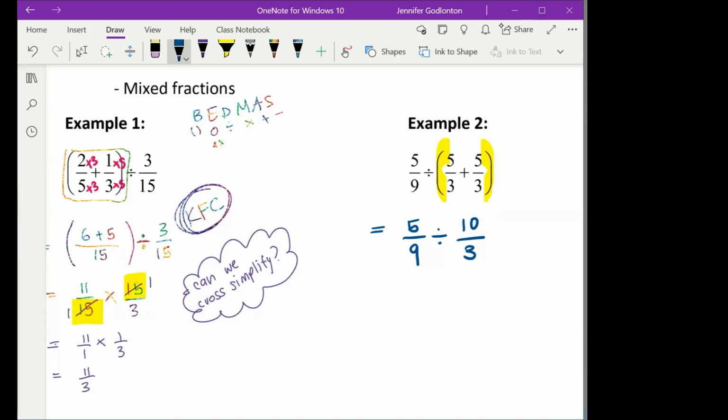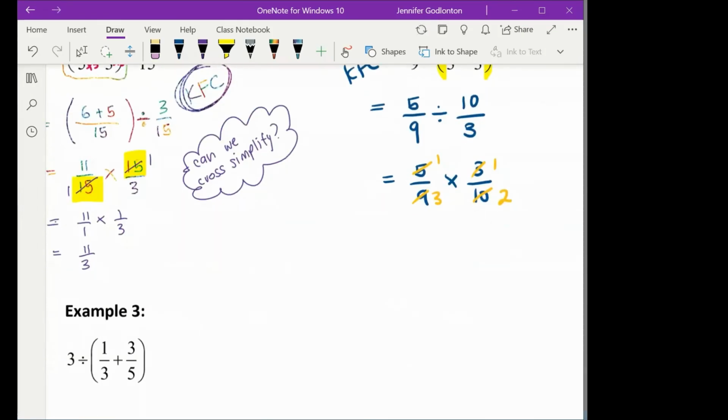Next step, we're going to think of KFC. We keep our first fraction, flip our second fraction, and change the sign. Next, can we cross simplify? And we can. 5 goes into itself once and into 10 2 times. 3 goes into itself once and into 9 3 times. So we land up with 1 over 3 times 1 over 2, which is 1 over 6.